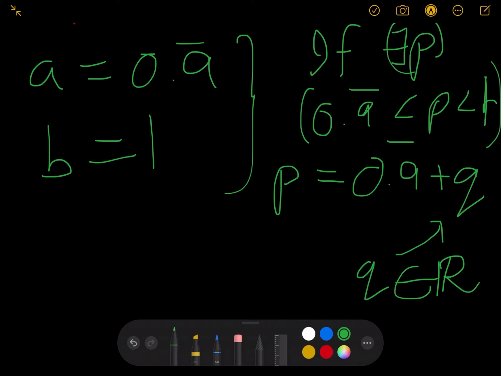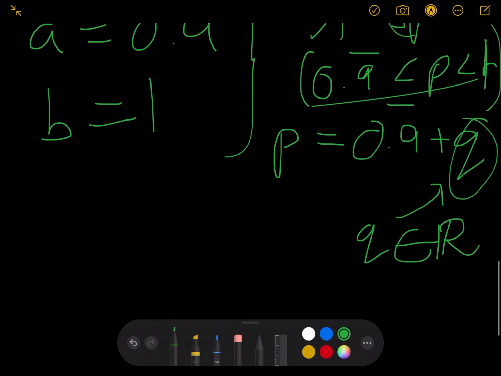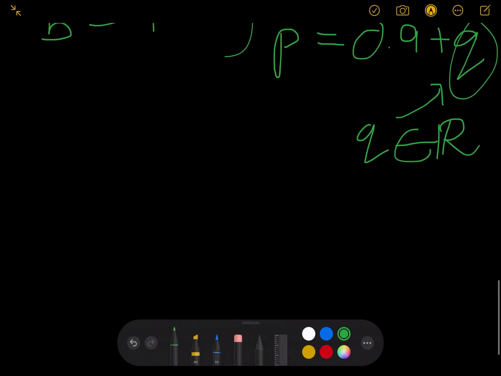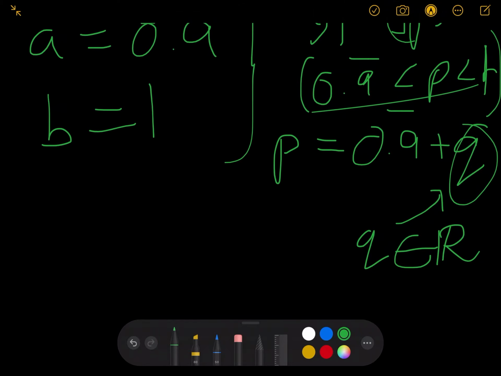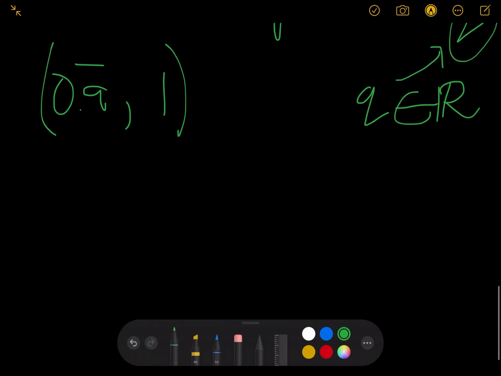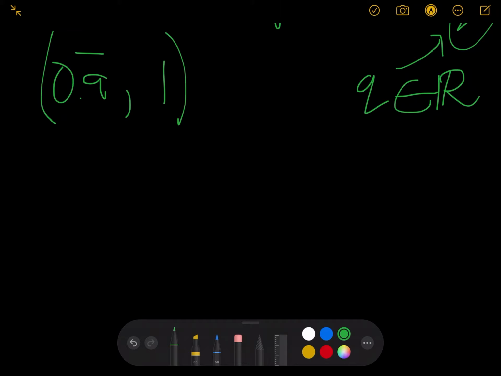So p is greater than 0.9 bar, right? By this definition here. So it automatically follows that q is going to be a non-negative number. And in fact, what we're going to prove is that q is equal to 0. Because if q is equal to 0, then p would have to equal 0.9 with the bar itself, meaning that it falls out of this interval 0.9 bar comma 1, where this means all the real numbers between 0.9 bar and 1, not including it, right? So if p is equal to 0.9 bar, then it's excluded from this range, right?